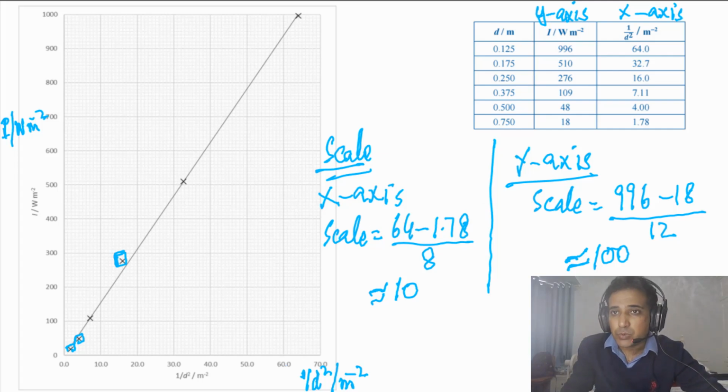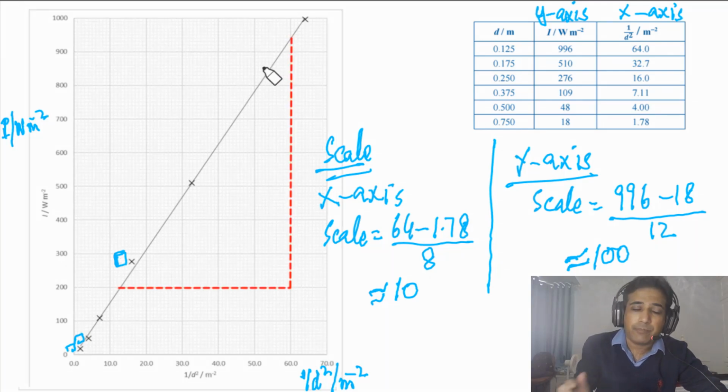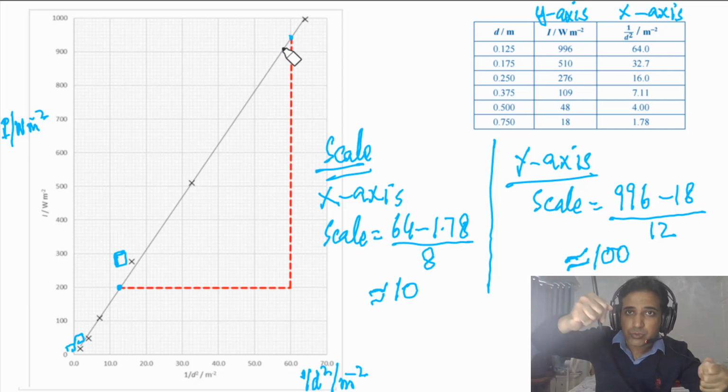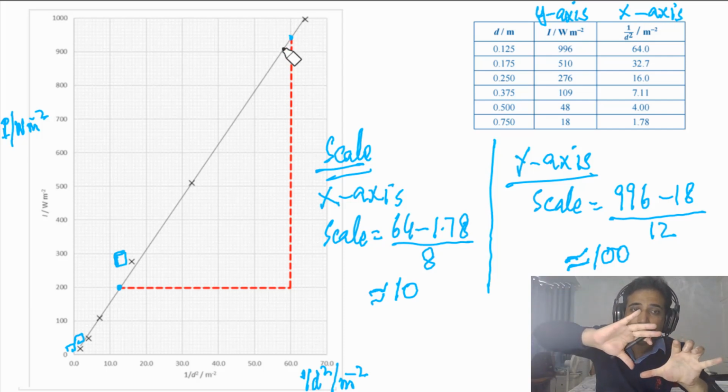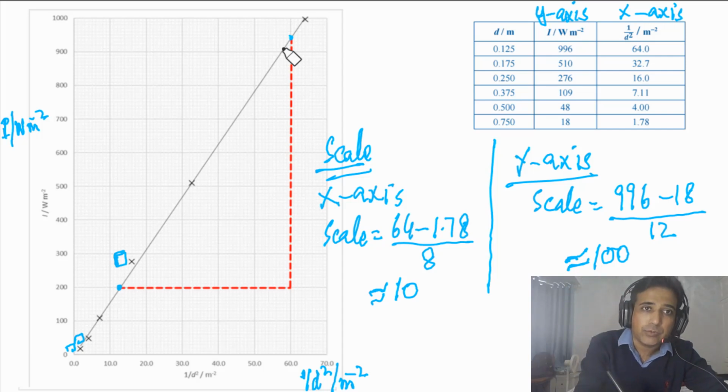Next thing we need to do is calculate the gradient. In order to calculate the gradient, we can simply draw this triangle. You can take any 2 points on this best fit line, and the distance between the points has to be more than half of the length of the best fit line. So these 2 points we can take. Now we can calculate the gradient.